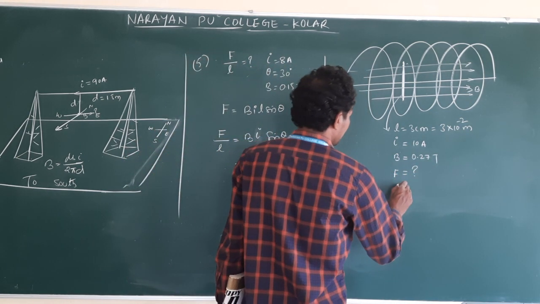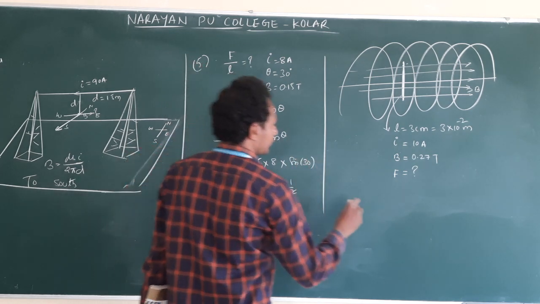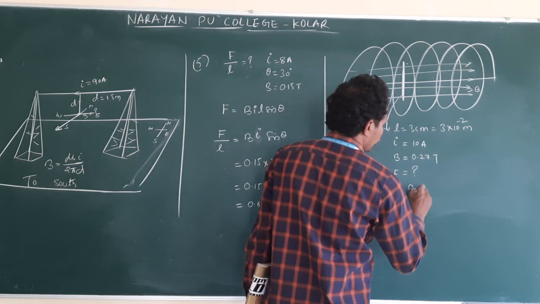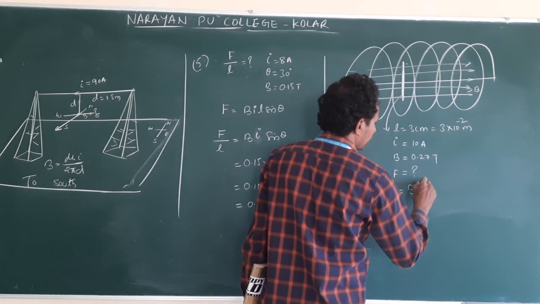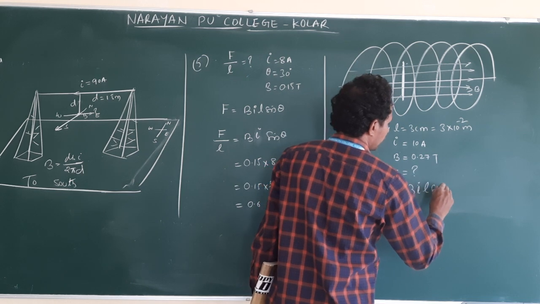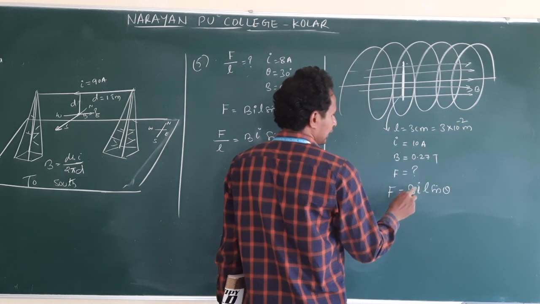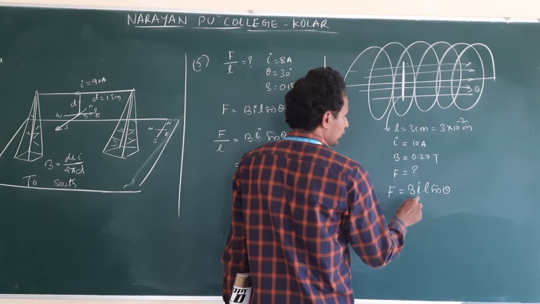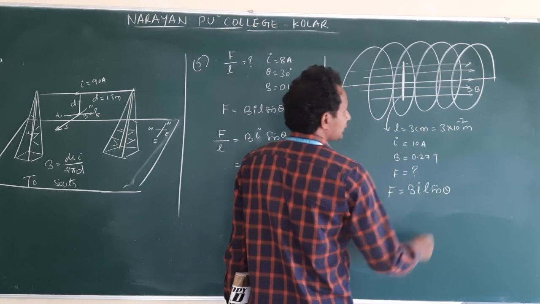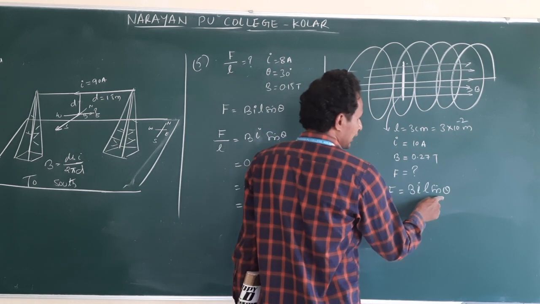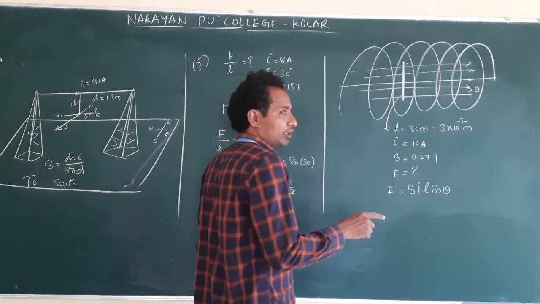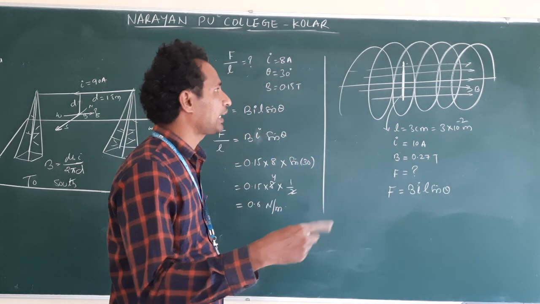Okay, now the force acting on the conductor formula, according to the previous one, F is equal to B I L sin theta. We have L, we have I, we have B, but theta is not given. Theta, we considered in the derivation, is the angle between the current element and the field.